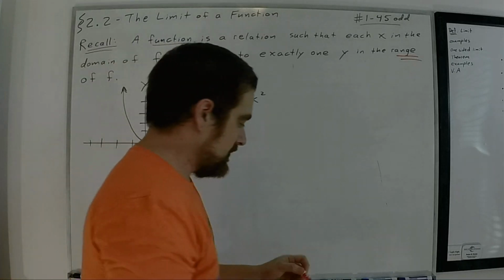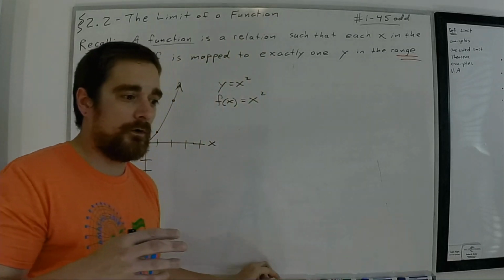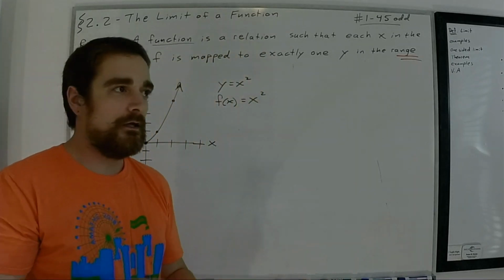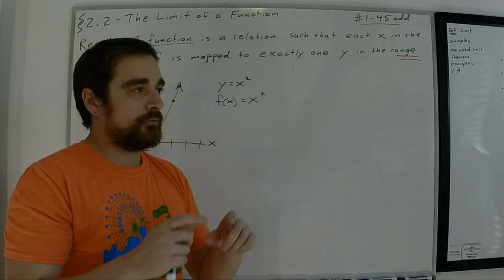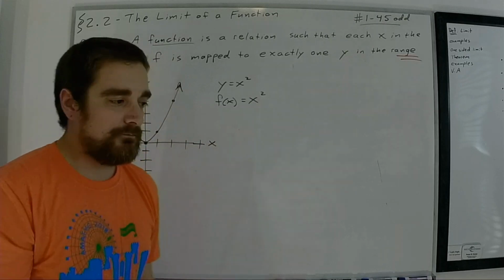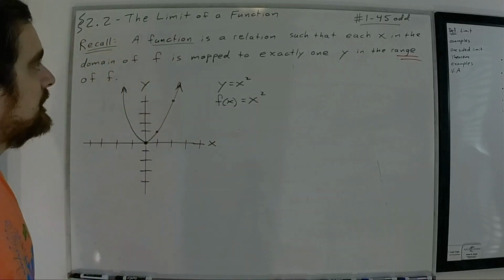Just a heads up, if you have an older textbook, or if you're referencing something on the internet, you might see the word domain and then codomain. Range is just a little more specific of what we want, so that's what I'm going to stick to.